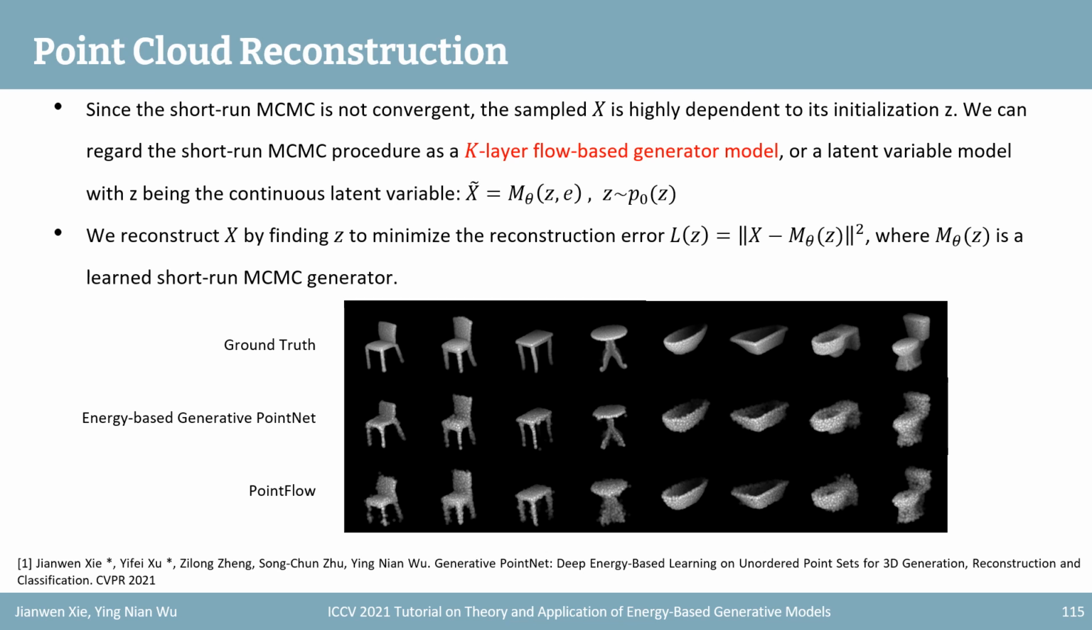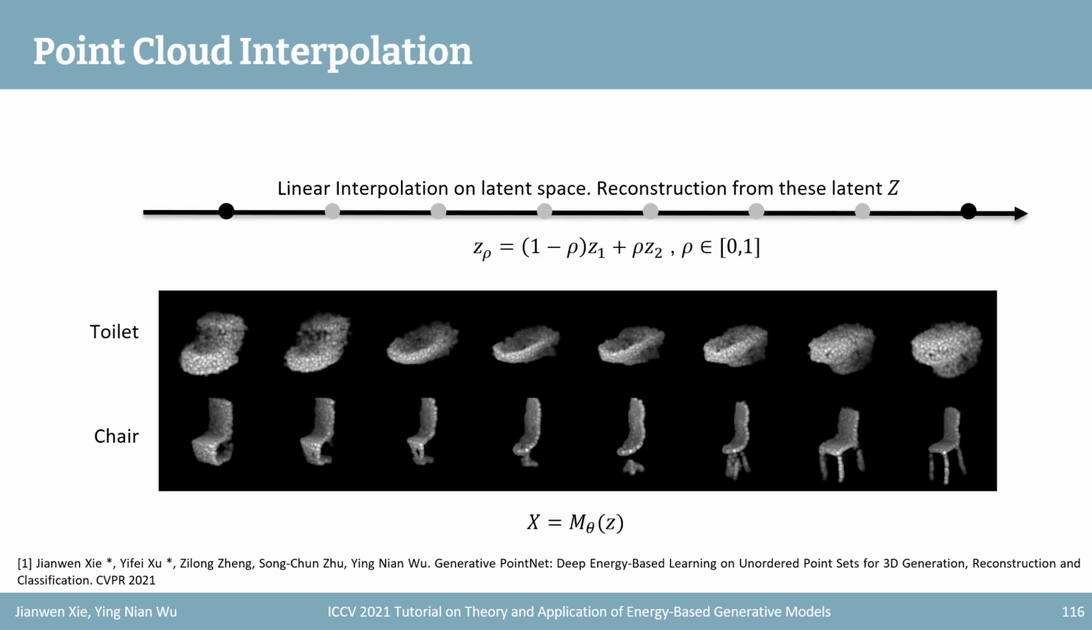The second row displays the result of the energy-based generative point net. The third row displays a baseline, point flow. Since the short-run MCMC is a latent variable model, we can also perform interpolation in the latent space to demonstrate that the learned latent space is meaningful. Here are some examples. The transition in each row displays the sequence of reconstructions with the linearly interpolated latent variable Z.